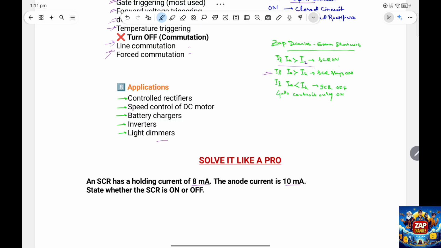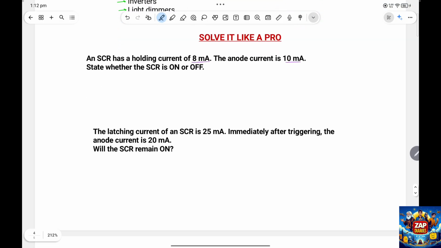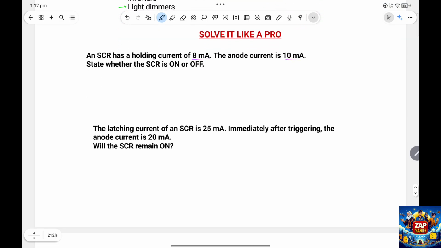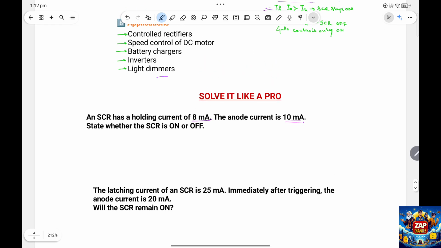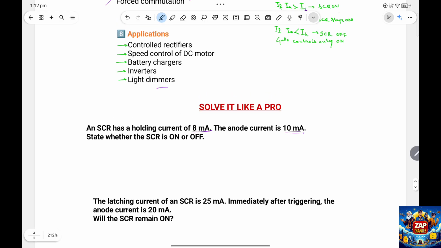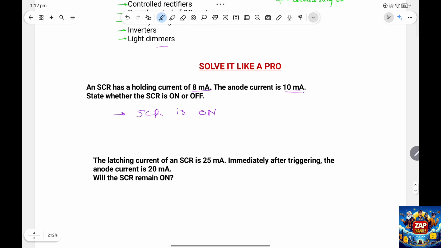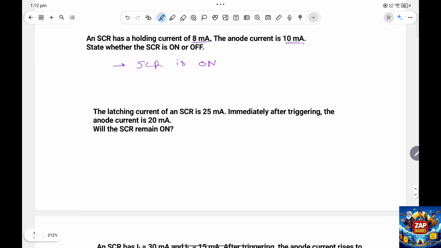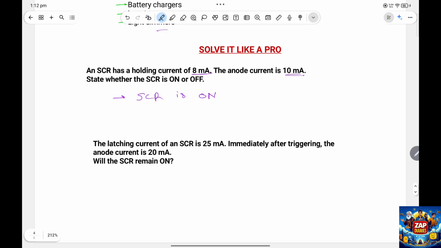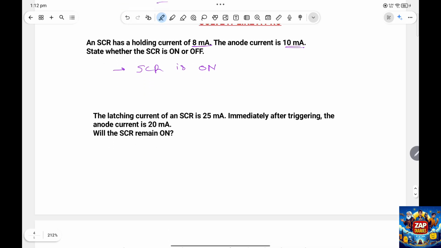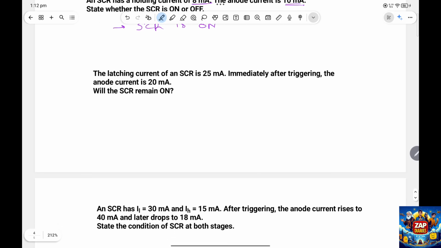If the anode current IA is greater than the holding current, the SCR stays on. From this, you can directly say the anode current is 10 milliamps, the holding current is 8 milliamps, and of course 10 milliamps is greater than 8 milliamps. So the SCR is on. Okay, very simple. I am making it simpler using tricks, so you can solve it in the exam.